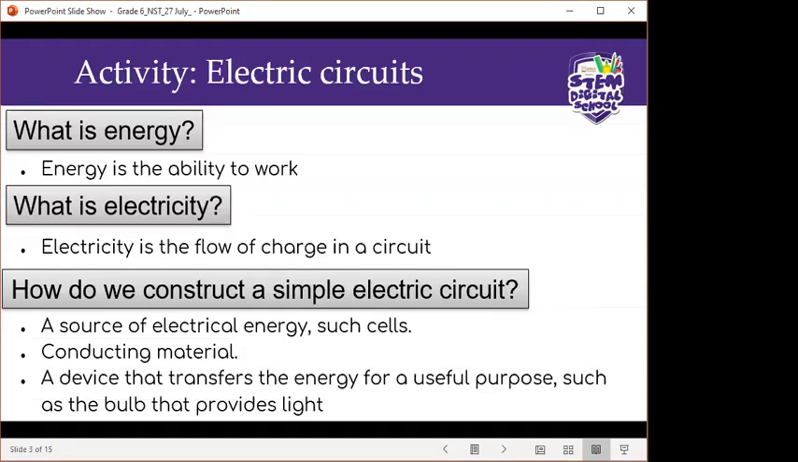Shakira said to have a light bulb, have wires, connect the wires to the battery, and connect the other ends of the wires to the light bulb, right? So short and simple, that is how we make an electric circuit, okay?